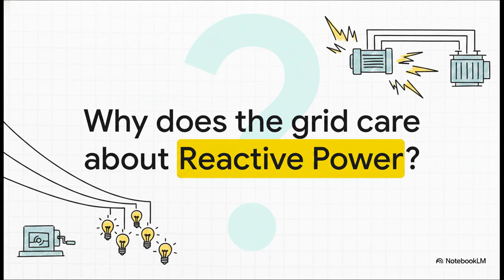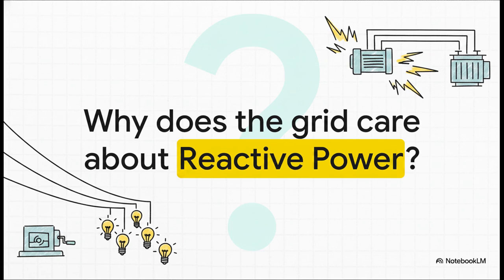Well, back in the early days of the grid, this wasn't really a huge issue, mostly because generators were super close to the simple things they were powering, like old incandescent light bulbs. But as our grids expanded into these massive interconnected webs, we started adding huge inductive loads. We're talking colossal manufacturing plants and heavy-duty industrial motors. Suddenly, engineers faced a massive efficiency problem that genuinely threatened to overwhelm the entire system.